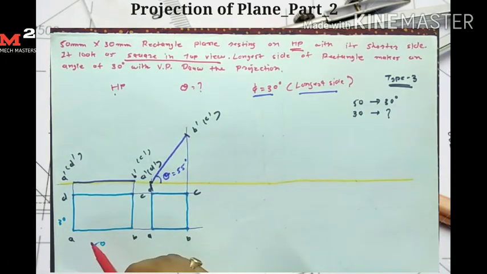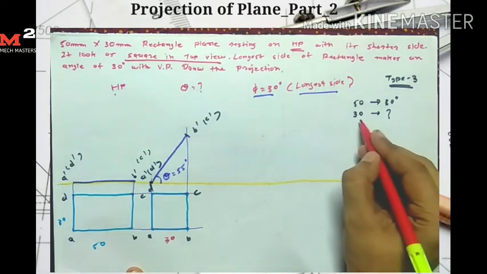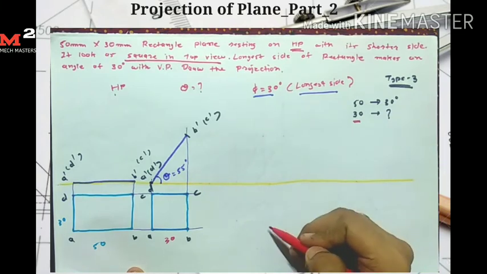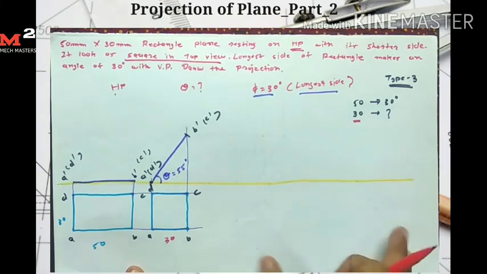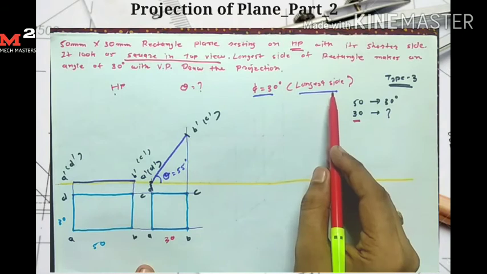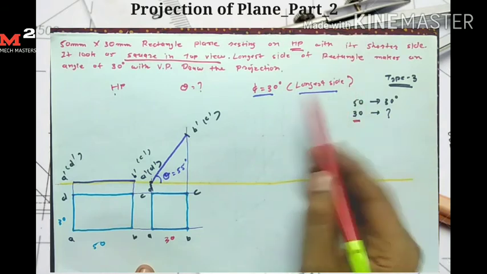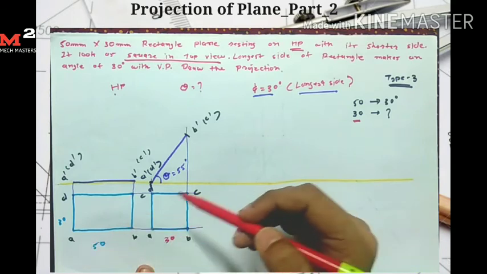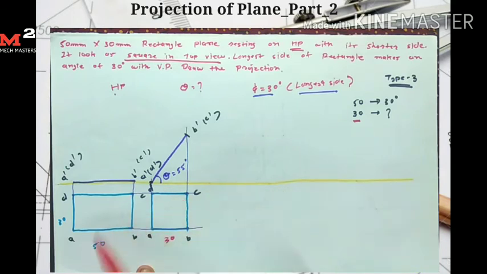Okay, and in the second stage its length is reduced to 30 mm. So we require to find the apparent angle for the final stage. In this problem you just check whether the length is constant or not. In the earlier problem its length was constant in both stages, but in this problem its length is changed. In the first stage its length is equal to 50 mm, and in the second stage its length is 30 mm.